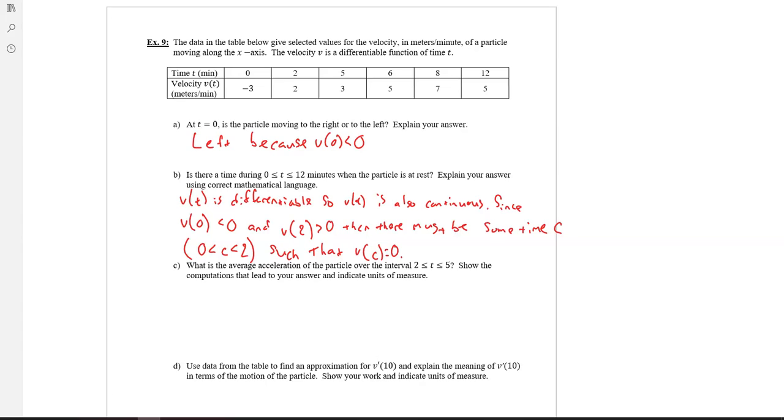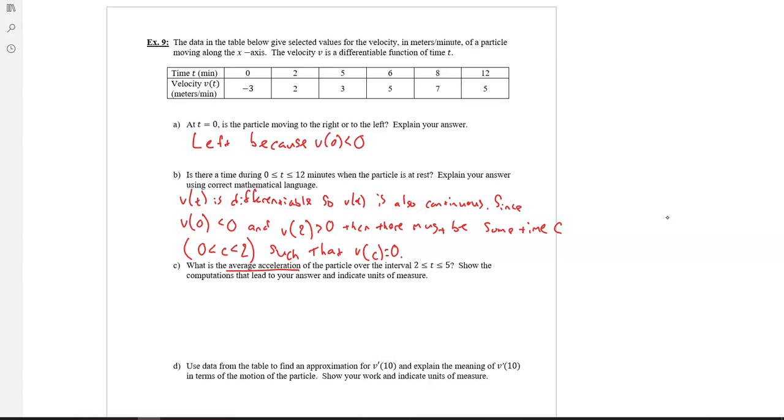Okay. All right. Let's go to letter C then. And again, if you have questions, just stop me, say something. On letter C, what is the average acceleration of the particle over the interval 2 to 5? Anytime you're asked for an average acceleration or average velocity, you should always have an interval because we need to use, what formula do we use to find the average of something? An average rate of change. Slope, that's right, Maya.